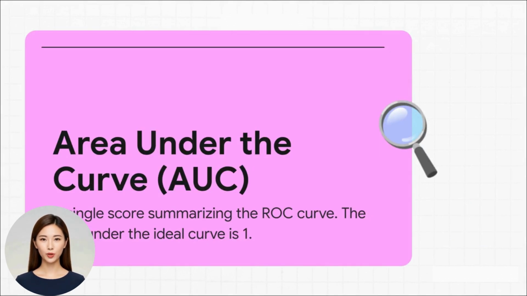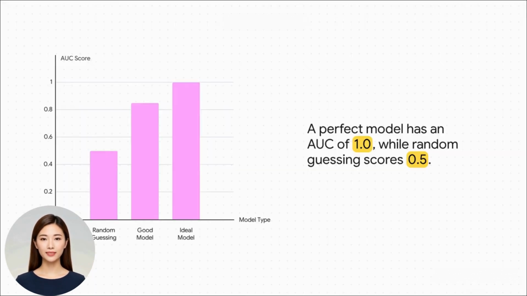Well, the answer is the area under the curve, or just AUC for short. And it's exactly what it sounds like. We're literally measuring the total area underneath our ROC curve. This gives us one single number that summarizes the model's entire performance. What's great about this score is it gives us a really clear scale.